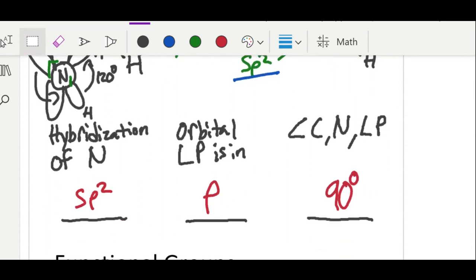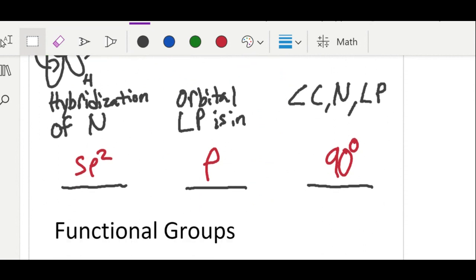All right. I'm going to quickly check if there's any questions. Okay, no questions. So hopefully this is making sense. I'm going to move on.